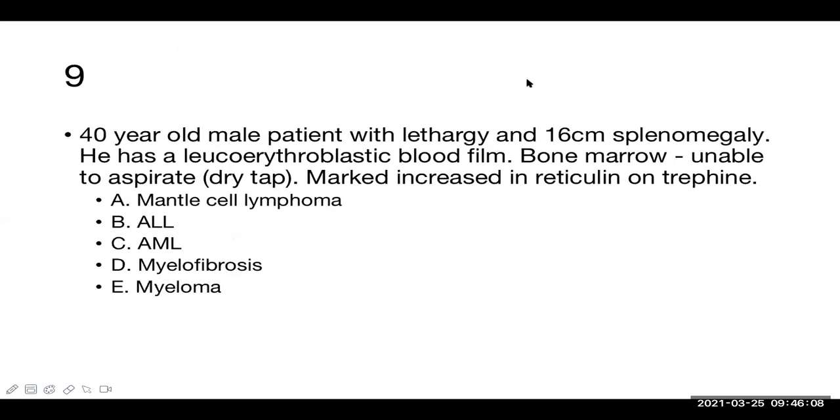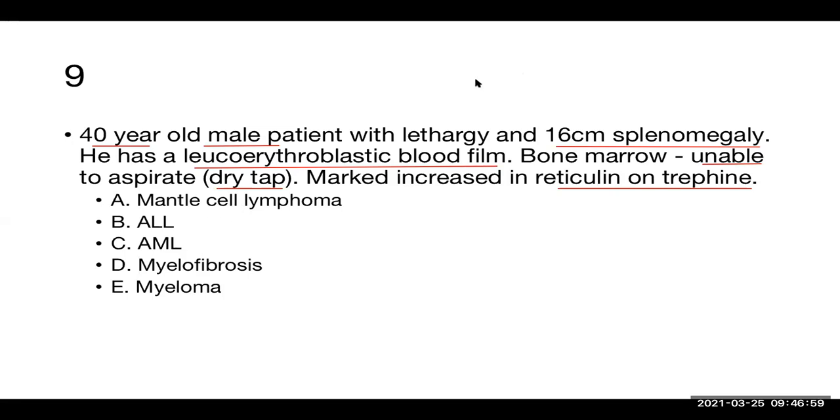Let's move on. Number 9. A 40-year-old male presents with lethargy and 16 centimeter splenomegaly. It's a huge spleen, 16 centimeter. He has a leukoerythroblastic blood film, lots of leukocytes and erythroblasts or RBC. We tried bone marrow, but it was a dry tap, unable to aspirate the bone marrow. The bone marrow is already dry or fibrotic. There is marked increase in reticulin on trephine biopsy. So bone marrow is replaced by this, a lot of reticulin is seen, reticular fibers are seen.